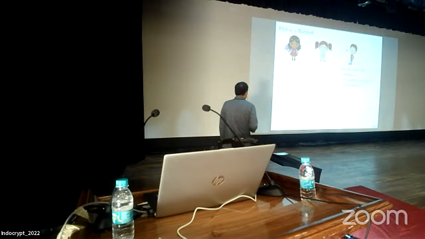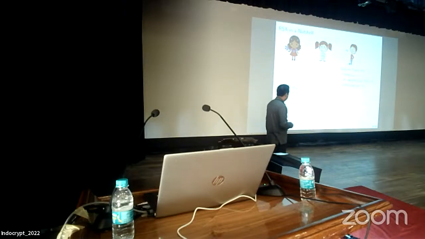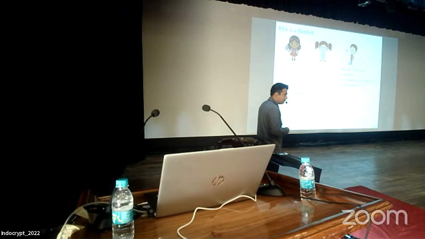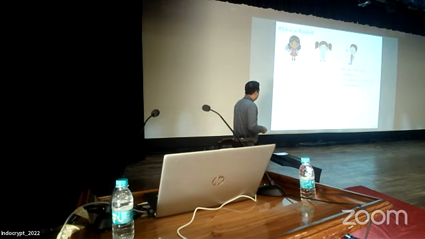To encrypt some message M, instead of sending M directly to Bob, Alice will first calculate M to the power e modulo n, and call that C, and C is the ciphertext. So don't send M directly to Bob, send this C to him.